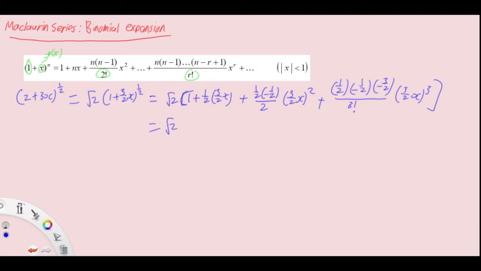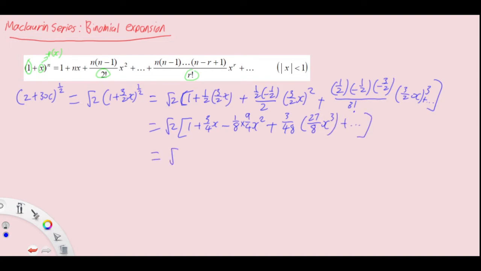So we have root 2, right? Then 1 plus 3/4 x, right? Because half times 3 over 2 is simply 3/4, plus half times minus half. So there's only one minus sign, therefore it becomes a minus. So half times half is 1/4, divided by 2 is simply 1 over 8. 3 over 2 squared is simply 3 squared over 2 squared, 9 over 4 x squared, plus. So two negative signs, so it becomes plus sign, that's why I write a plus sign. Half times 3 over 2, so it's 3 over 8, divided by 6, so it's 3 over 48 times 3 over 2 cubed, so 3 cubed over 2 cubed, 27 over 8 x cubed plus dot dot dot.